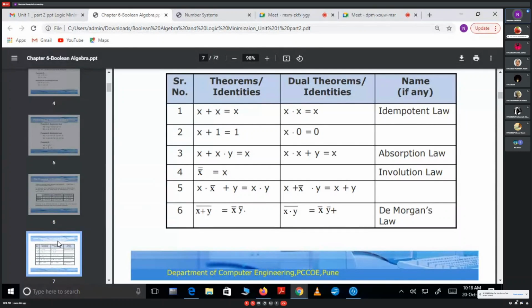So in the next lecture, I will show you how this particular law is proved, because this particular law is required.